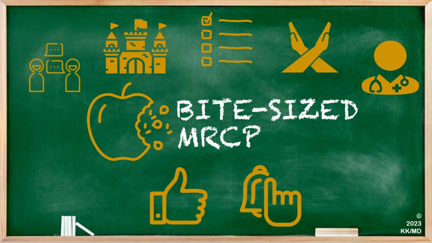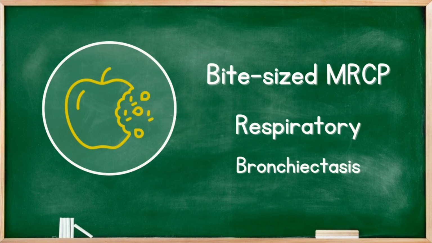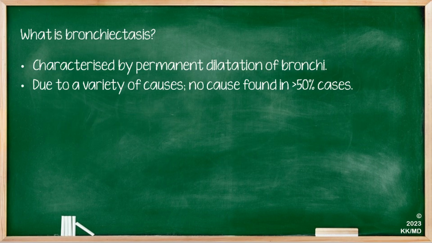Now, without further ado, let's get into today's topic, which is on bronchiectasis under the section of respiratory medicine. So what is bronchiectasis? It's characterized by permanent dilatation of the bronchi, and it's due to a variety of causes, which we will be covering in a couple of slides. However, it's important to mention that in approximately more than 50% of cases, there is no cause found.